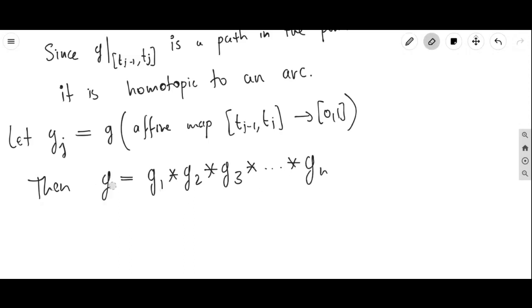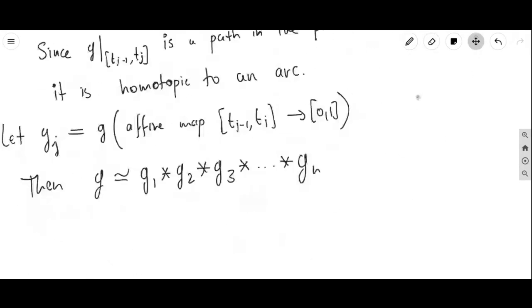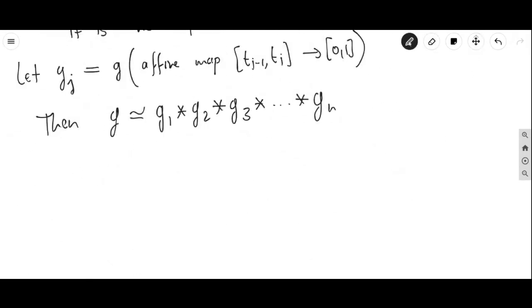I should say the full path is homotopic to that. That G is going to be homotopic to all of those subpaths. If you take all of those subpaths, rescale them from 0 to 1, and then take the juxtaposition, that would be homotopic with G. Now, all of these are in the punctured circle, so all of these are homotopic to arcs.